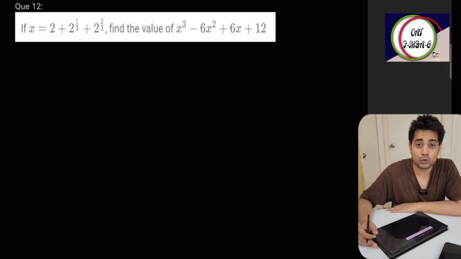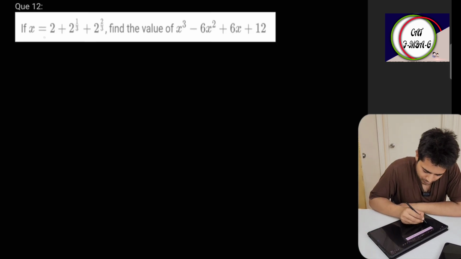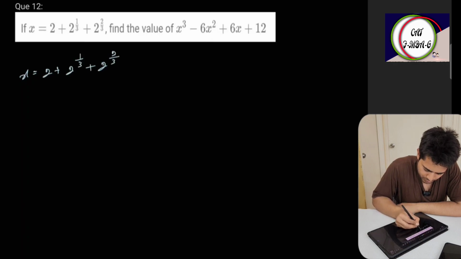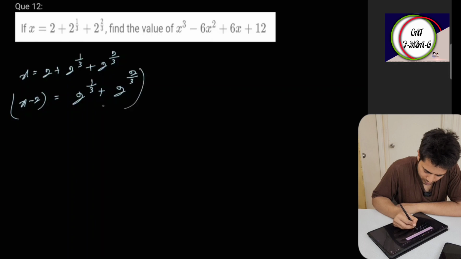Okay, now question number 12. It is also a very important question. x is equal to 2 plus 2 to the power 1 by 3 plus 2 to the power 2 by 3. So x minus 2 is equal to 2 to the power 1 by 3 plus 2 to the power 2 by 3. Cube both sides.